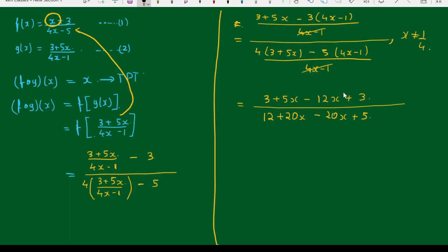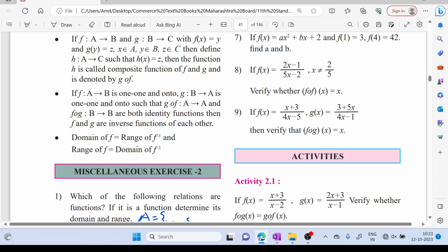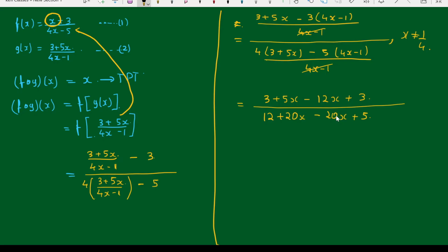Three plus 5x upon 4x minus 5, x plus 3 upon 4x minus 5, x plus 3. Make this correction. This is plus over here. So this is also plus, and this will be plus 12x, and this will be changed to minus. Okay. So now plus 3 and minus 3 will cancel.